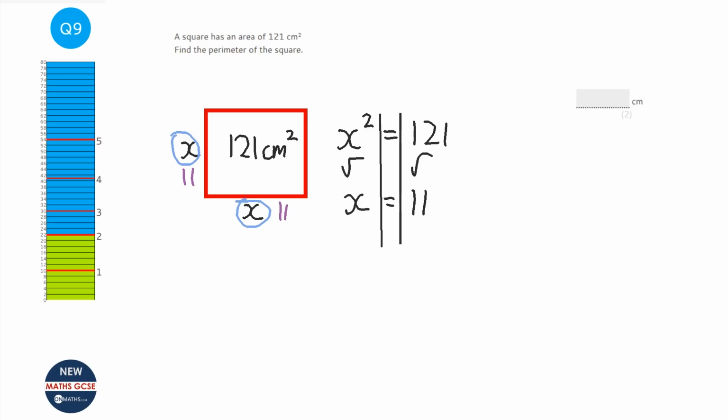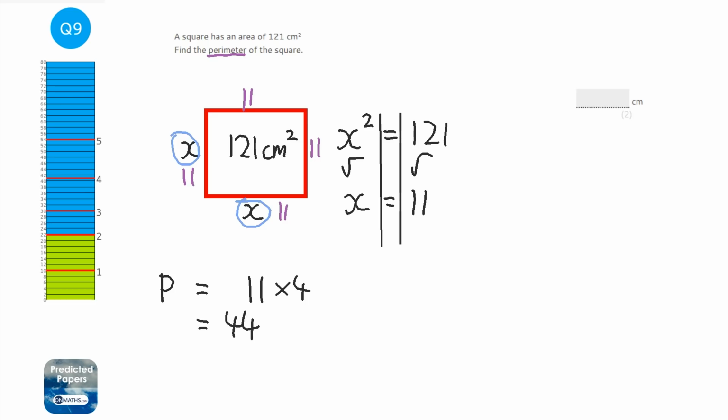Now the temptation is to think, right, I've got the answer 11, but it's asked for the perimeter of the square. So I know perimeter is the distance around the square, and each side is 11. So it's 11 plus 11 plus 11 plus 11, or 11 times 4, which is the perimeter, which is 44. So the answer is 44 centimetres.